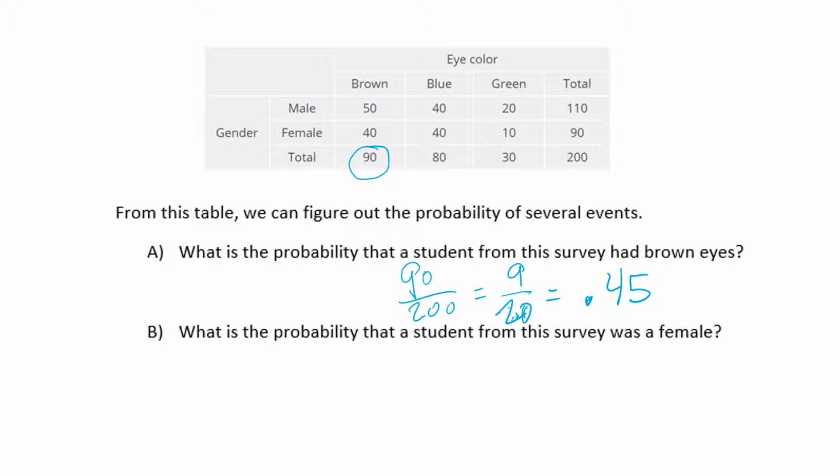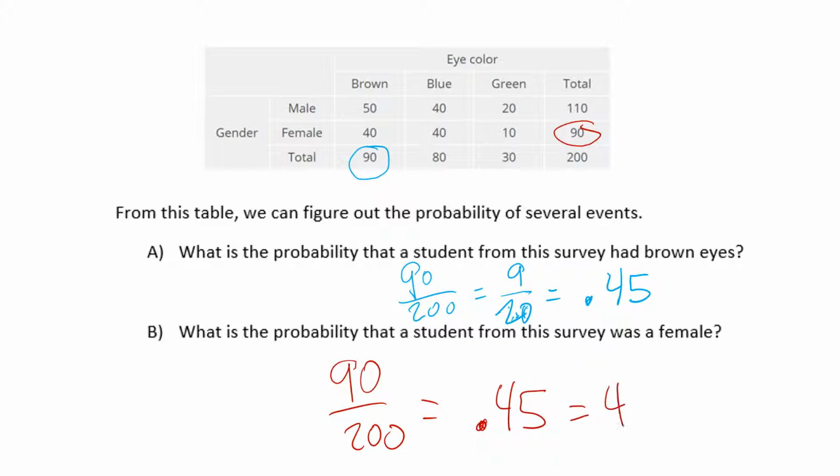In B, what is the probability that a student from the survey was a female? So how many total females did we have? 90 out of 200 total students. Once again, that came out to be 45%, or as a proportion, 0.45.